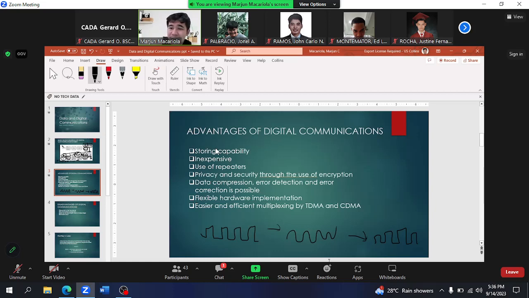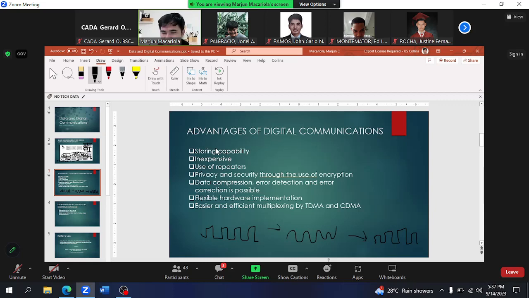Okay? Privacy and security through the use of encryption. So, again, that is self-explanatory. So, with the use of digital communications, we were able to encrypt, okay, our data. So, yun yung encryption natin ng data, di ba? Pwede natin siyang itago with encryption para hindi siya ma-access, okay, for security purposes. Okay? Next, so data compression, error detection, and error correction is possible. As I've already discussed, using channel decoder, error detection and error correction are possible.